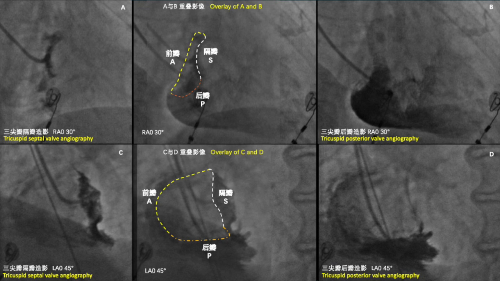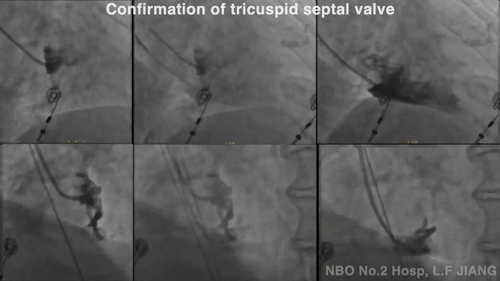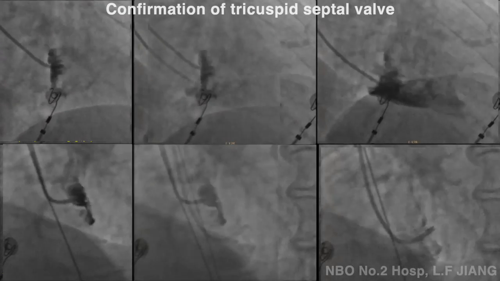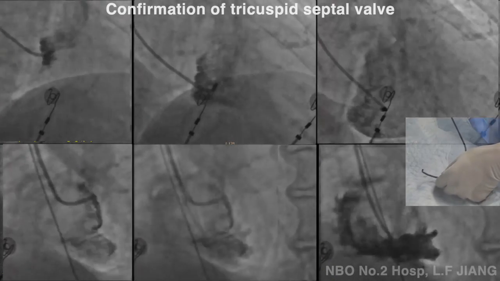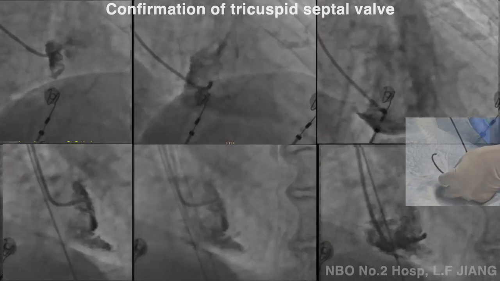Finally, let's once again review the tricuspid angiogram performed on the same patient at RAO 30 degrees, top row, and LAO 45 degrees, bottom row, with septal leaflet left and posterior leaflet right angiography. It should be noted that when the sheath is rotated clockwise and naturally enters the RV through the posterior leaflet to locate the septal leaflet insertion site, it is usually necessary to perform a deep bend shaping of the primary curve of the sheath.